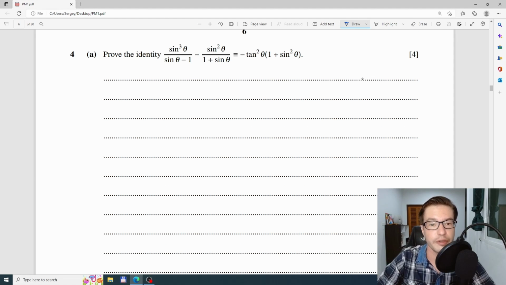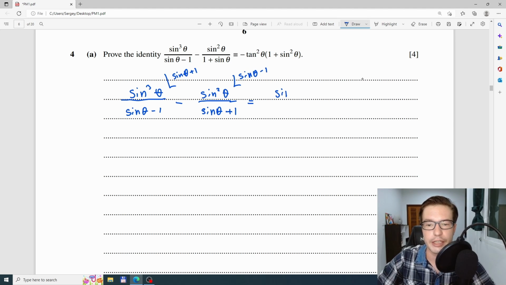Okay, next one is about proving the identity. I'm going to rewrite it as the first fraction minus... I'm going to change the denominator just a little bit. I will go with the sine theta first. Now, I want to combine those two fractions together, and I need the common denominator. So the first fraction is going to be multiplied by sine theta plus 1, and the second fraction is going to be multiplied by sine theta minus 1.